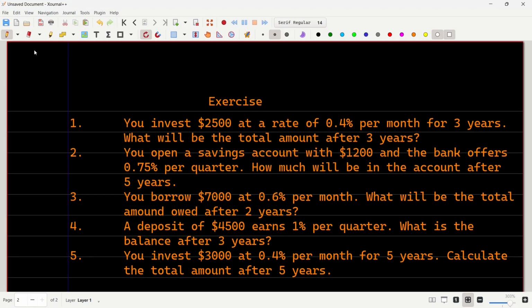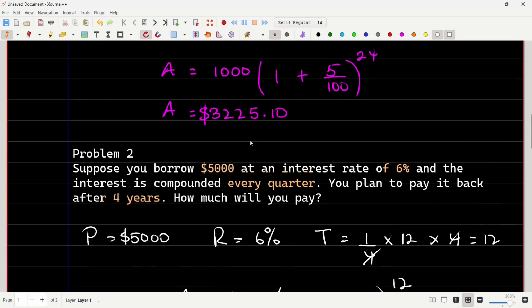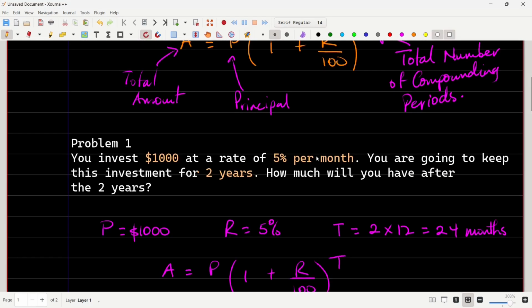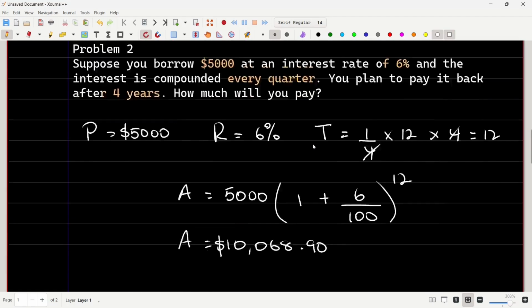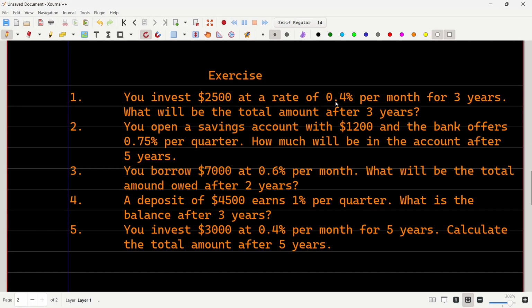All right, so these are some exercise problems with some realistic rates. If you notice, the ones that I provided to you, 6%, let's face it, you're not getting 6% every quarter, and you're not getting 5% every month. No kind of interest rate works like that most of the time in Trinidad. What you would find is interest rates like 0.4% per month, or you might find interest rates of 0.6% per month, or even 1% a quarter.